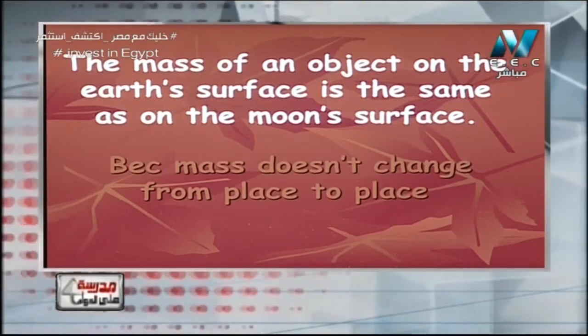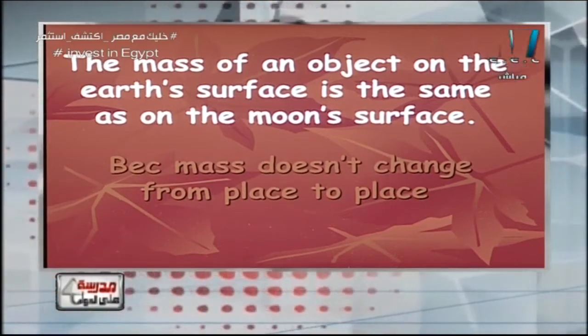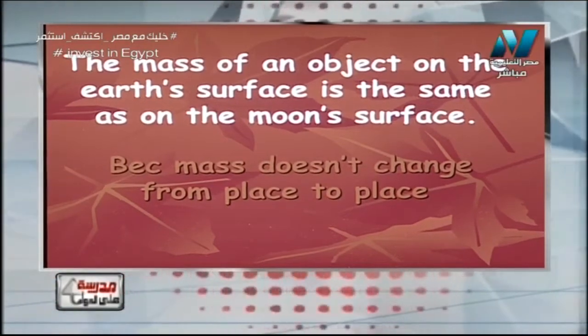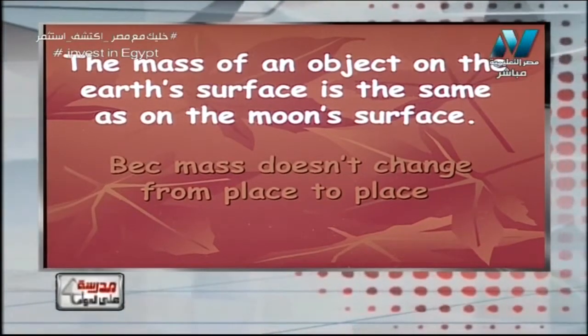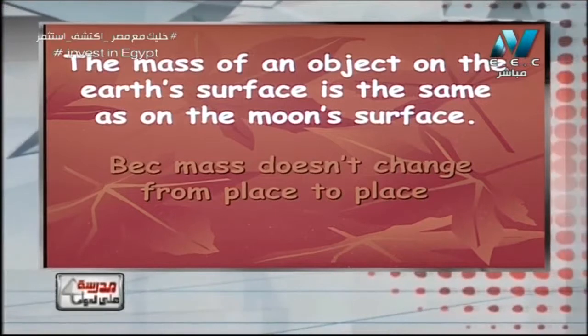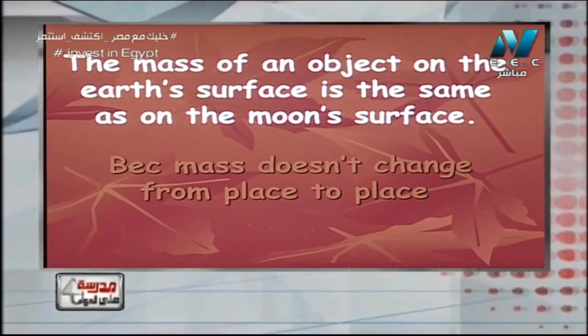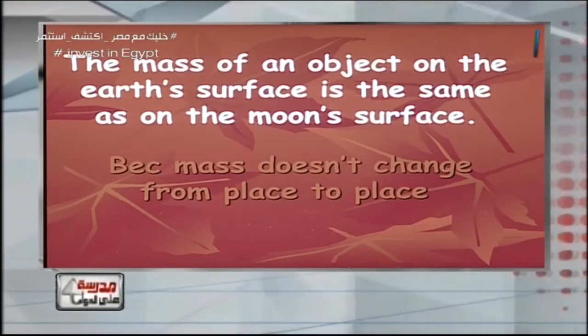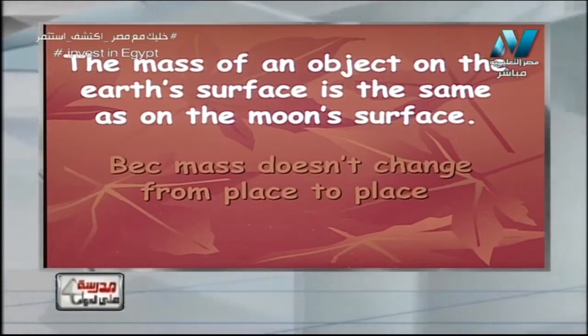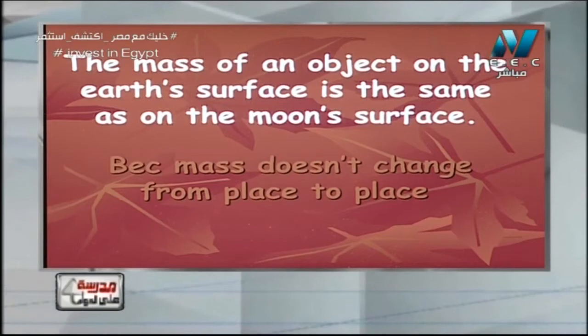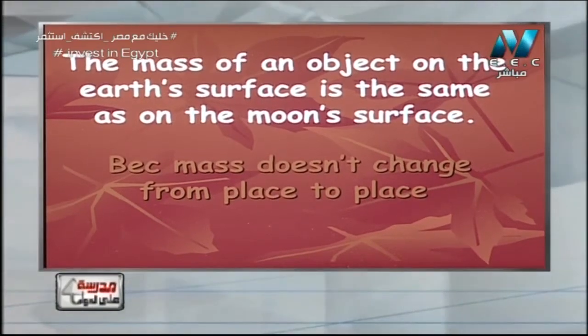عارفين كويس قوي إن الماس is a fixed value. هي قيمة ثابتة. أو mass is the amount of matter that doesn't change from place to place. So again, the mass of an object on the Earth's surface is the same as in the moon's surface. So we can say because the mass doesn't change from place to place.